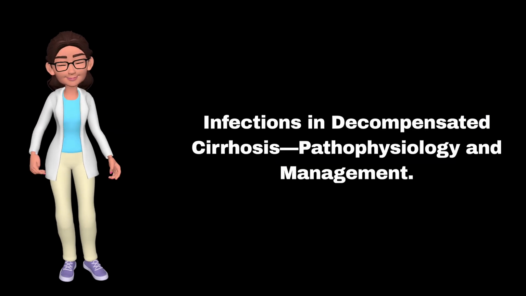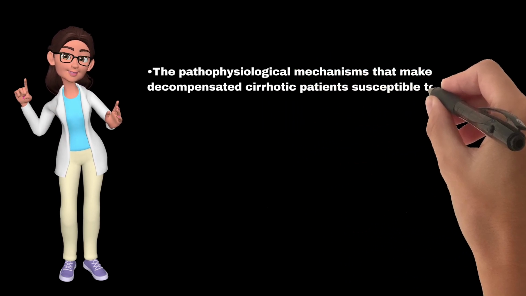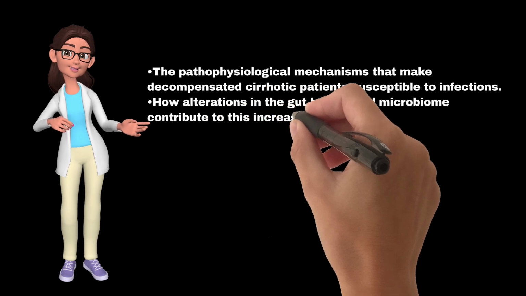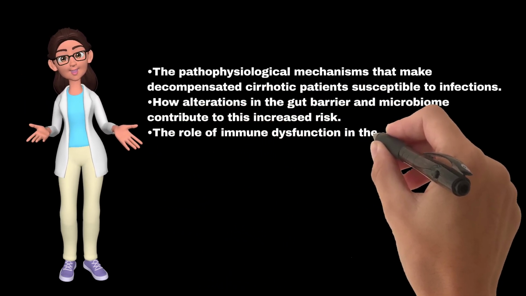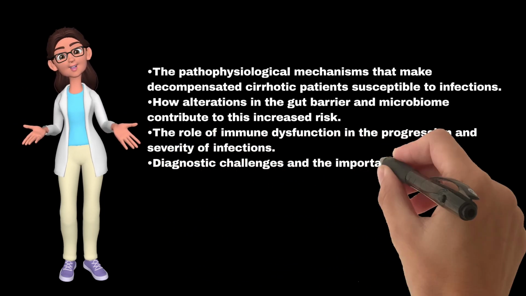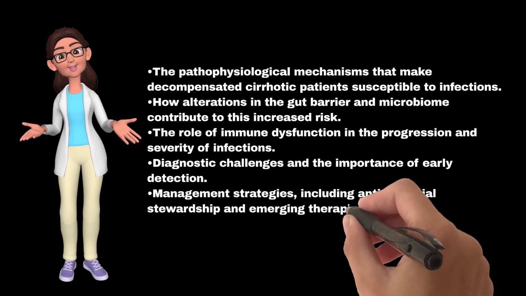pathophysiology and management. In this video, we'll delve into the pathophysiological mechanisms that make decompensated cirrhotic patients susceptible to infections, how alterations in the gut barrier and microbiome contribute to this increased risk, the role of immune dysfunction in the progression and severity of infections, diagnostic challenges and the importance of early detection, management strategies, including antimicrobial stewardship and emerging therapies. Whether you're a resident, a practicing clinician, or a healthcare professional looking to deepen your understanding, this comprehensive overview will equip you with the knowledge to improve patient outcomes.